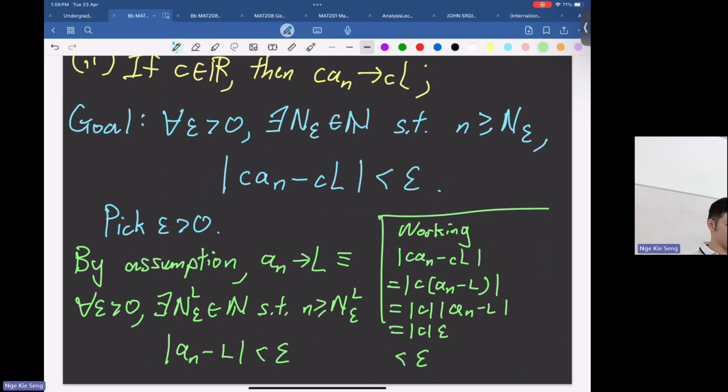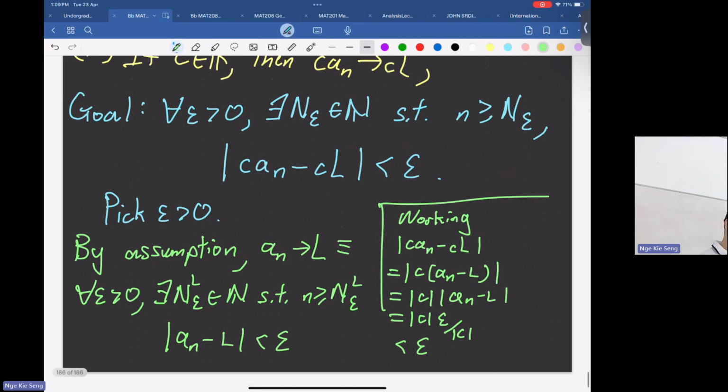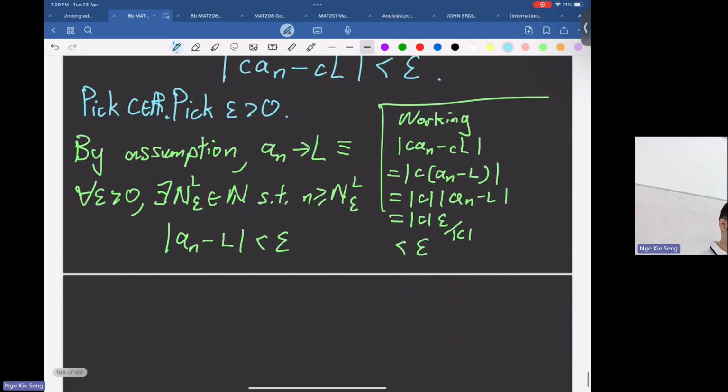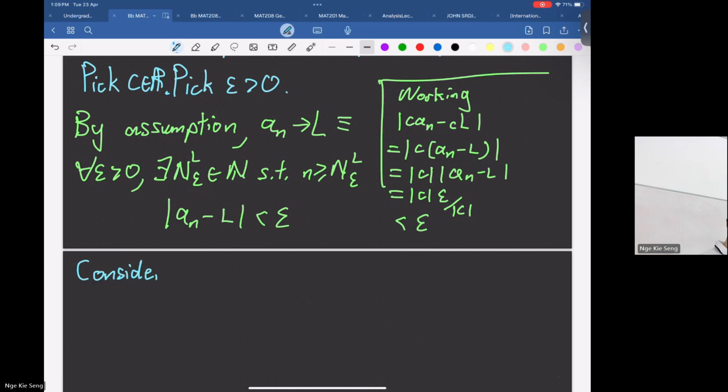I create a new epsilon, so I consider epsilon over the absolute value of C. Really, you don't just fix an epsilon, you should also fix a C, because this statement should be true for all C. So we pick epsilon, we pick C, and then we consider epsilon over the absolute value of C, which is still greater than 0.